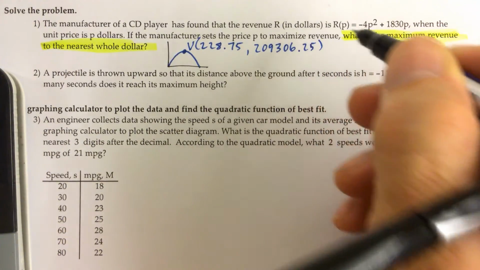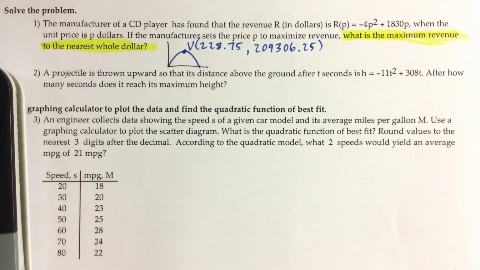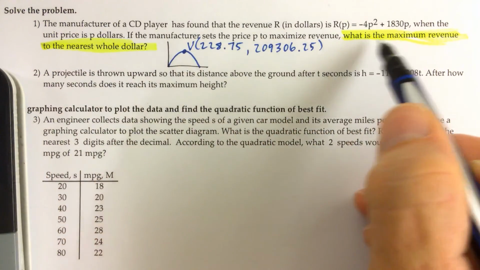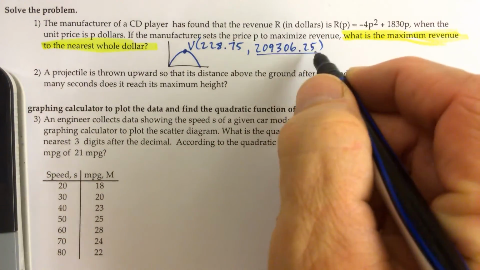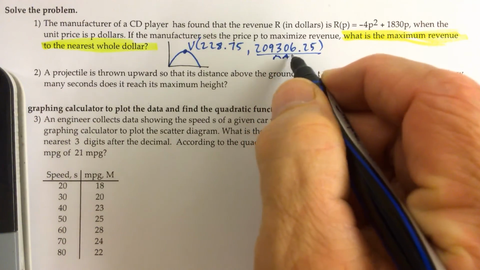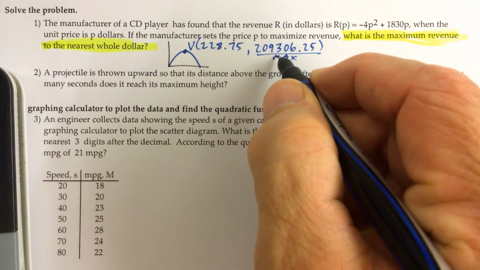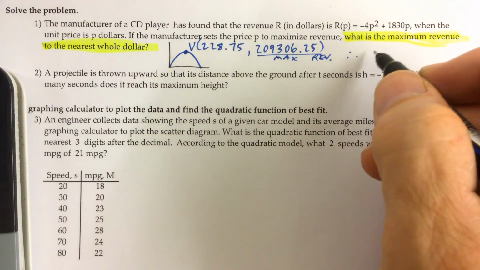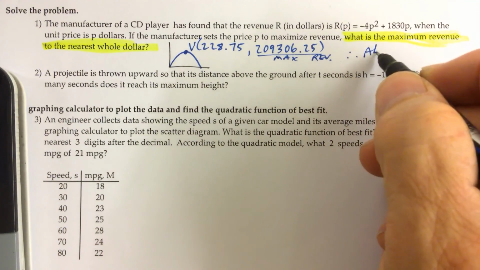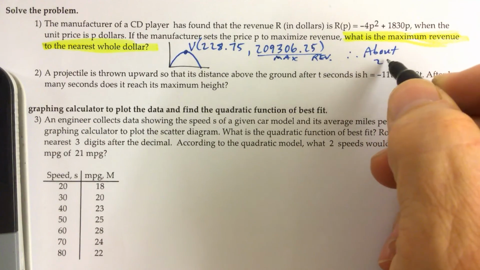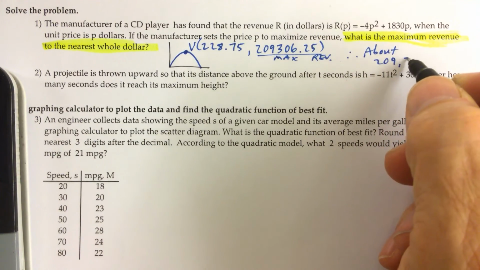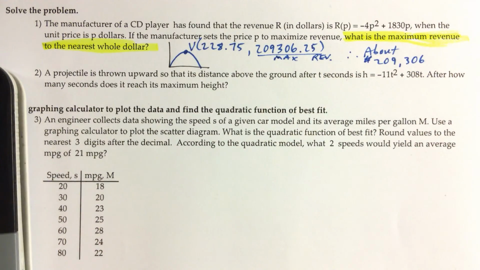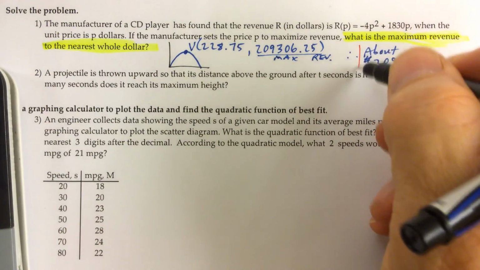We want to always label our vertex. That's where we're getting our answer from. And it says, to the nearest whole dollar, what is the maximum revenue? Well, that's the maximum revenue, max revenue, and to the nearest whole dollar, therefore, about $209,306. And that is it.